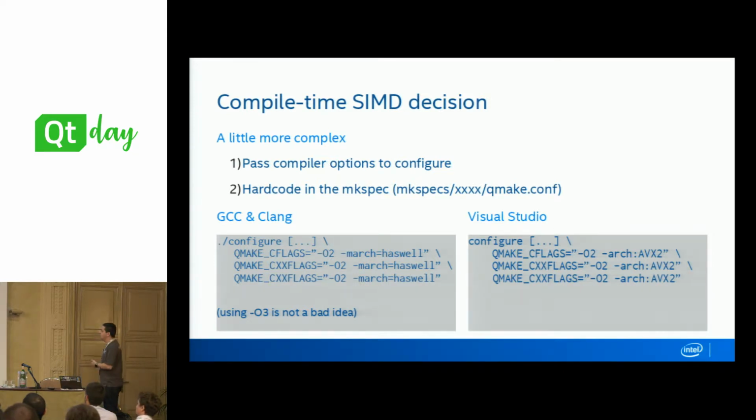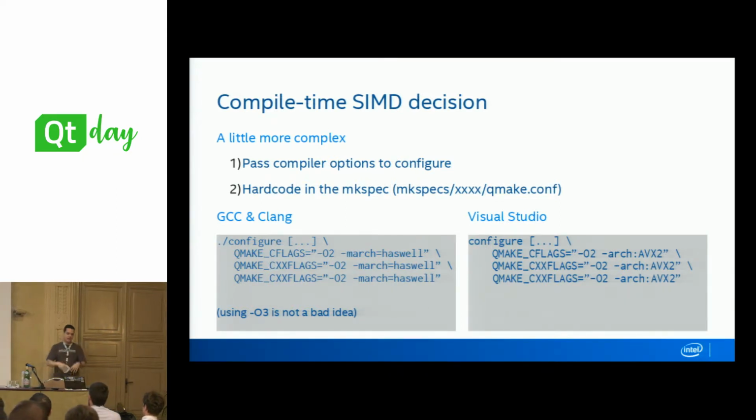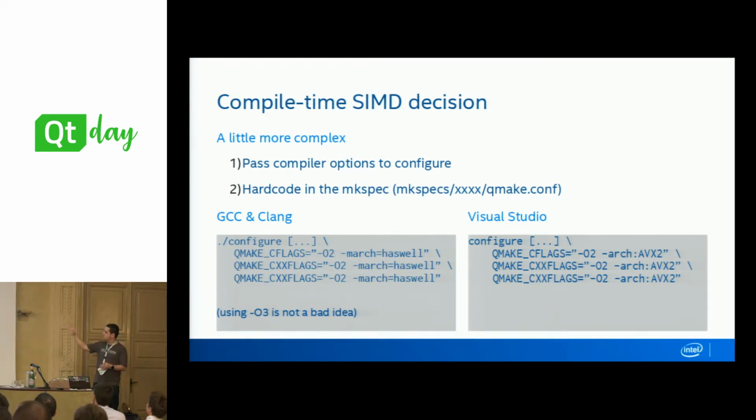Compile time decision. So how do we do it in Qt, right? It's a little more complex. The way that it's going to work is that you have to actually tell the compiler, I do want you to use these instructions and don't do runtime detection. Just use them everywhere. You're actually instructing the compiler to generate code using that. And then you're going to get the benefits. How you do this with GCC and Clang, you're going to have to pass extra configure flags to configure or modify your mkspec.